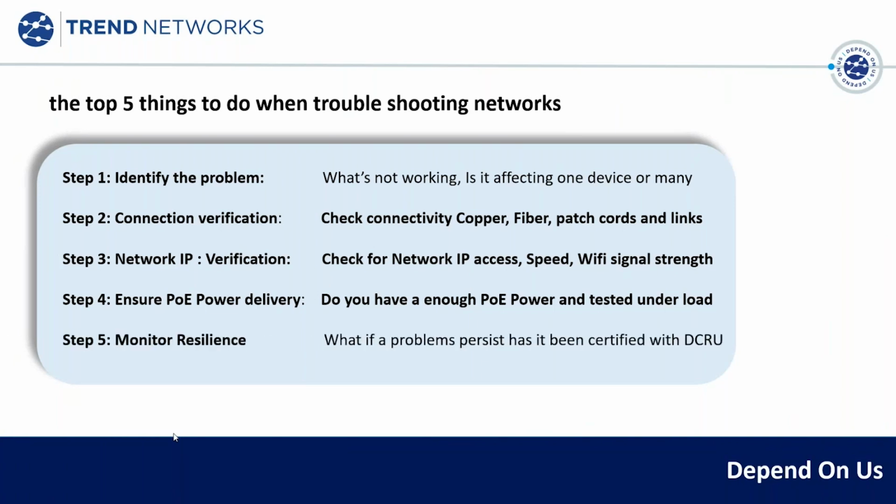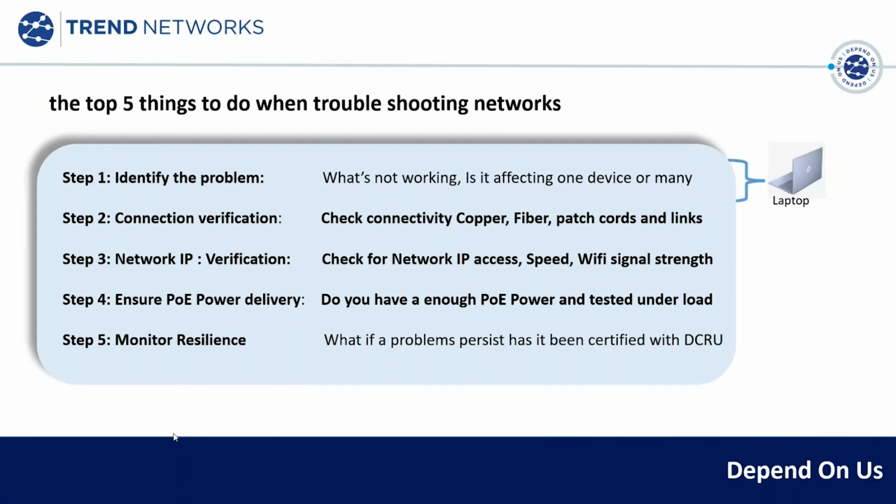So that leads to resilience. This is the last step. What if that problem, power, drops out? What do we need to do? And this is the tip here. What if the problems persist? Please go back and make sure: was that link certified with DCRU? And we'll talk about that a little bit later.